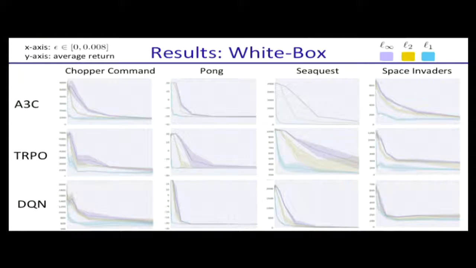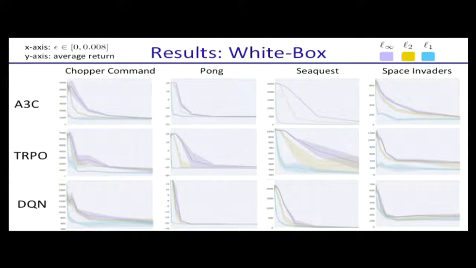Then we looked at 4 different games, and we looked at 3 different algorithms. So top one, A3C, TRPO, DQN. You covered all of those in this class. And so you can now see that all 3 of these are susceptible to adversarial perturbations. Now, this is the white box case, where we assume we have access to the policy, can backpropagate through it, and then perturb based on that. We can also see that depending on the norm, things decay more quickly.